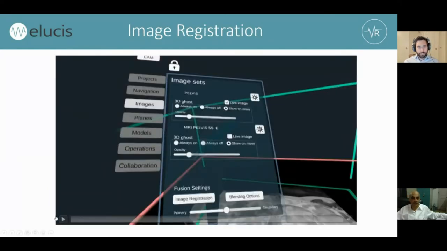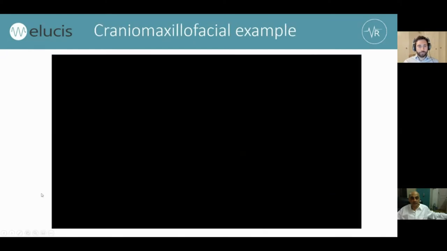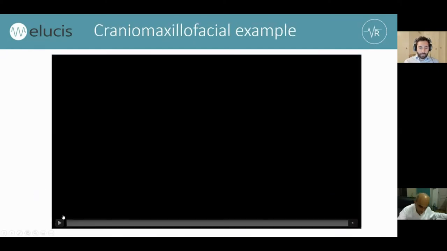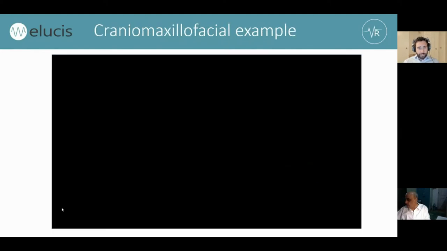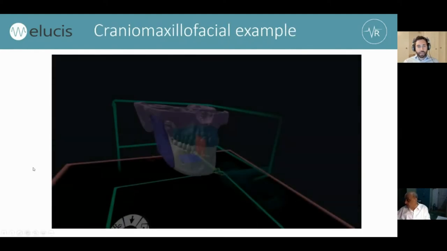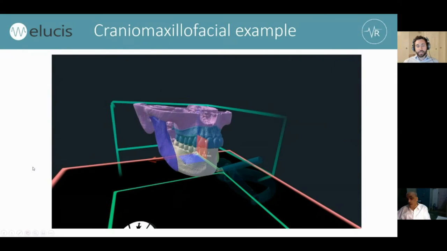We've also implemented image registration. So you imagine the co-registration. Oh, I guess that one didn't play, go back. All right. Suffice it to say that you can move two image sets together and align them manually or automatically as well.